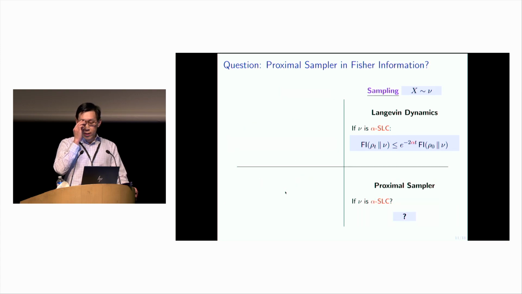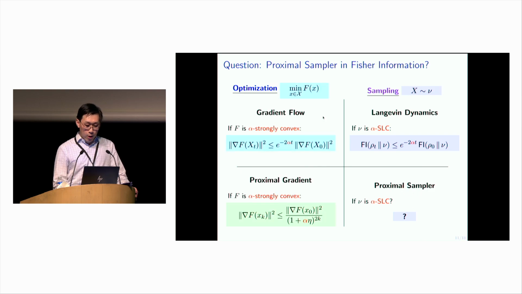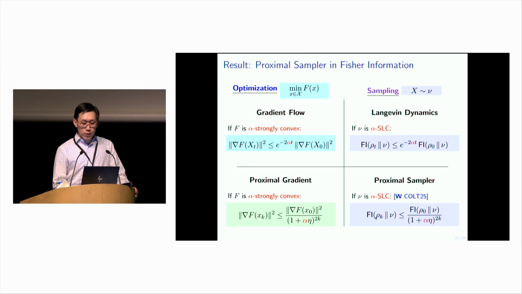Now, the main question in this work is, what about for Fisher information? In continuous time, we know we have exponential convergence guarantee under strong log-concavity. In discrete time, what can we say about the proximal sampler? And the optimization analog of this one is that under strong convexity, we have exponential convergence of the gradient norm in both continuous time and discrete time. So our main result is to show that, in fact, this bottom right corner here can be completed. What we showed was that along the proximal sampler, under strong log-concavity, the Fisher information also converges exponentially fast with a rate that matches continuous time, and also matches optimization.